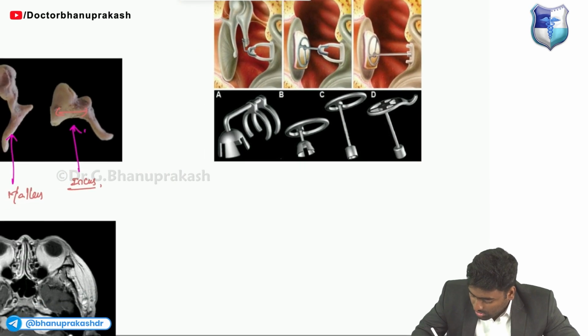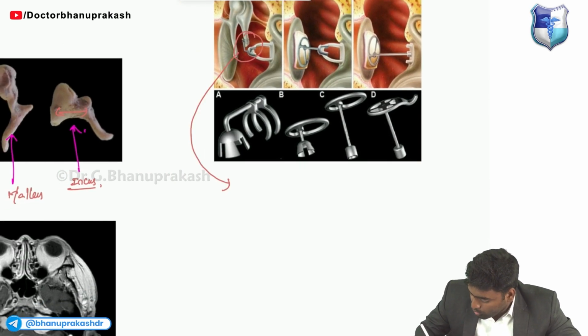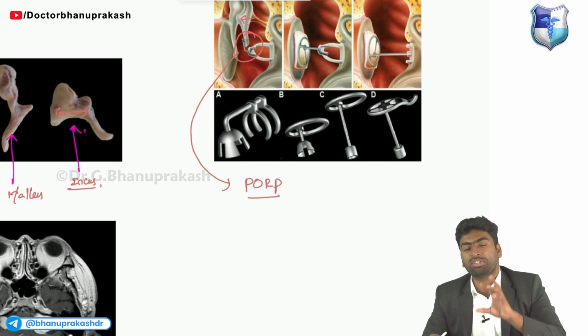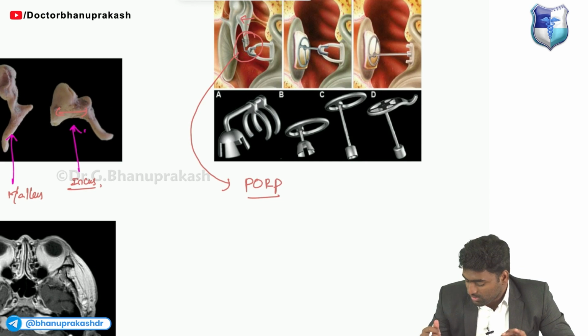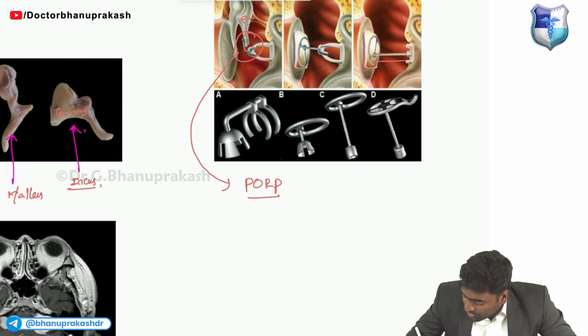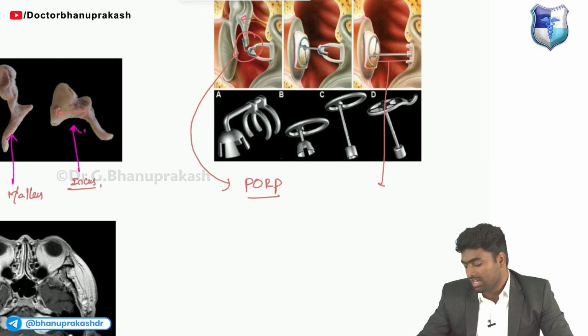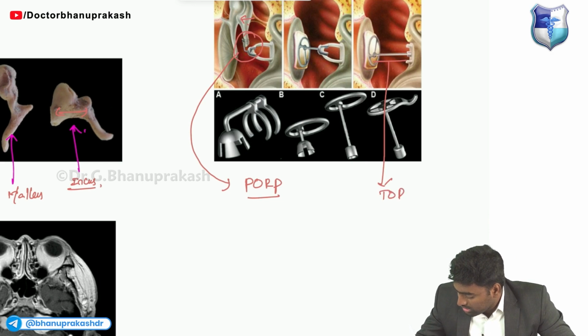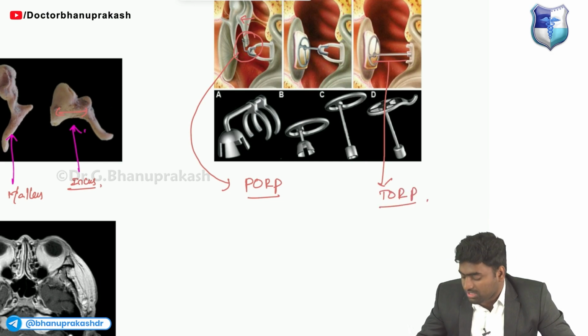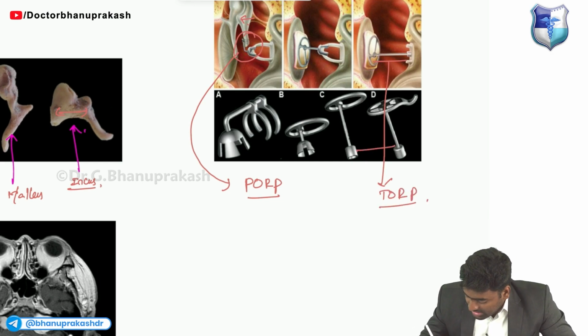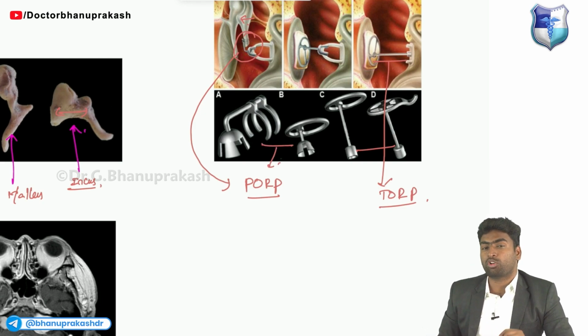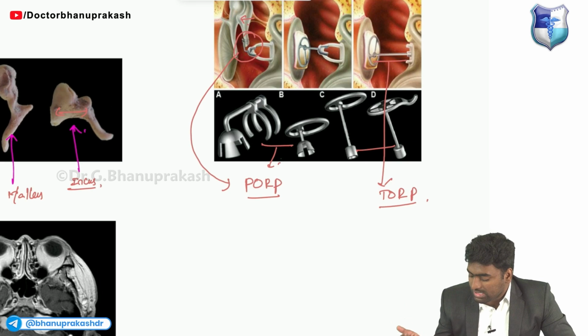They are known as TORP and PORP. Partial prosthesis, like for example, when half of the bones are still intact, we'll call them PORP. Whereas when the entire ossicular chain is replaced, we'll call them TORP, total ossicular reconstruction prosthesis. So this is a TORP, and these are the PORP ones. Remember, PORP is the partial one, and this one is the total ossicular reconstruction prosthesis.